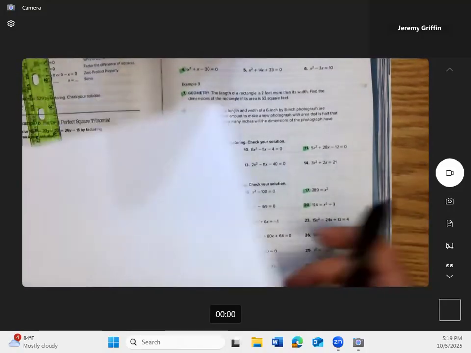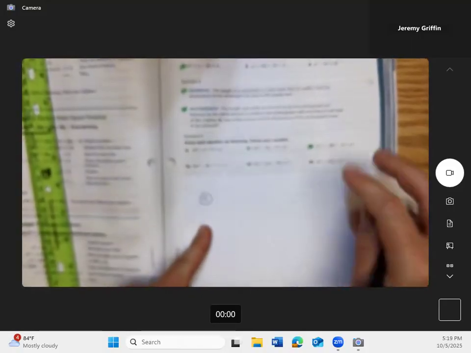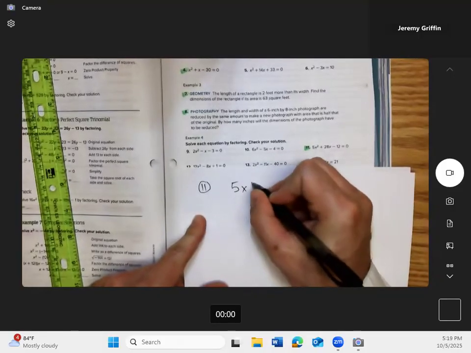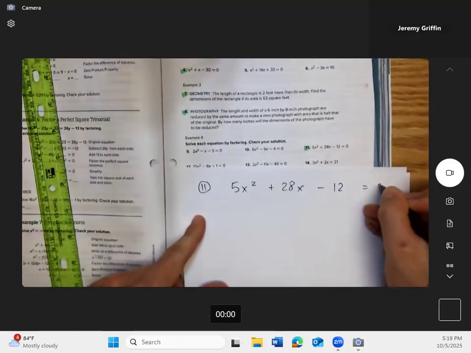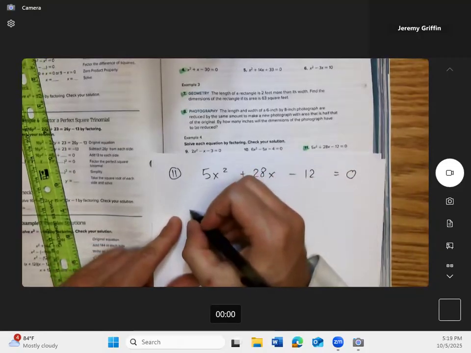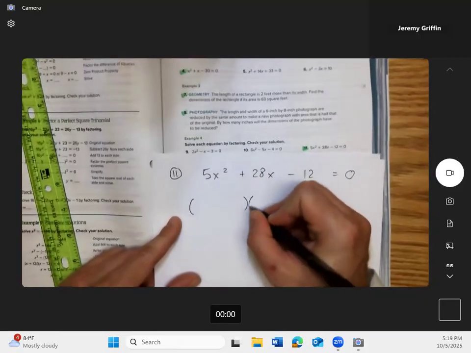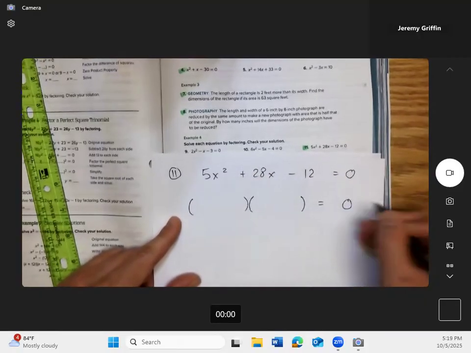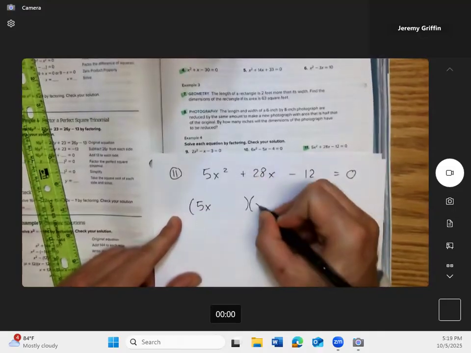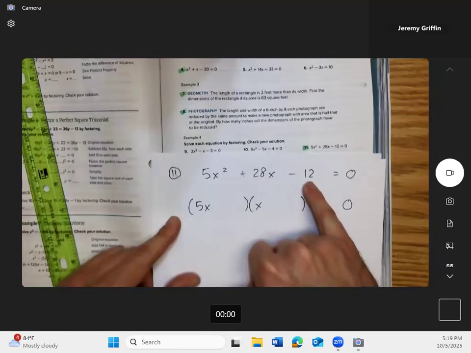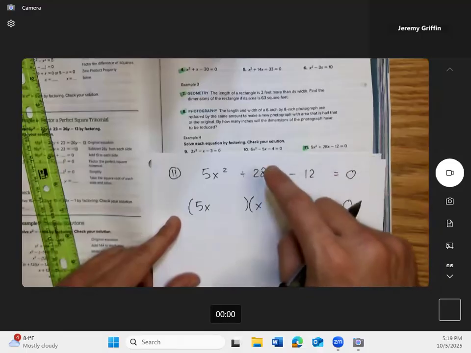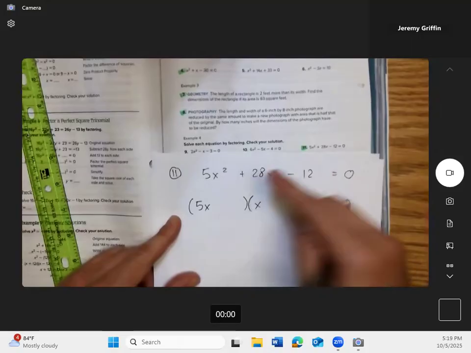Right. Number 11. I got 5x squared plus 28x minus 12 equals 0. Okay, this is one with a coefficient on the x squared. So this one will be maybe a little trickier, right? But it's probably going to start out with a 5x and an x, right? And then there might be a lot of guessing and checking involved. Like, how do you get to 12? Is it 1 and 12? Is it 3 and 4? Is it 2 and 6? I don't know. But I see this has to be negative, this be positive.